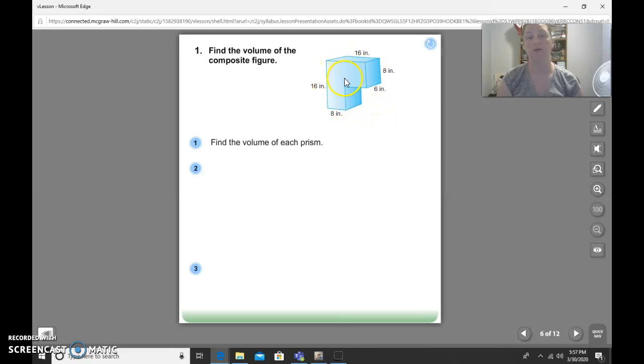And then your cube that's left over, you need to say 16 divided by 8 is 2. So 16 minus 8 is 8. So your cube is 8 by 8, and then it's 6 inches deep. So I guess it's not quite a cube because it's not the same all the way around, but there you have it. So you're going to find the volume of each of those 2 prisms.